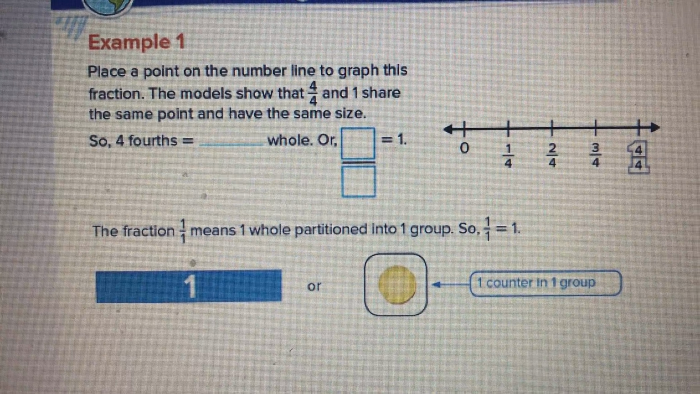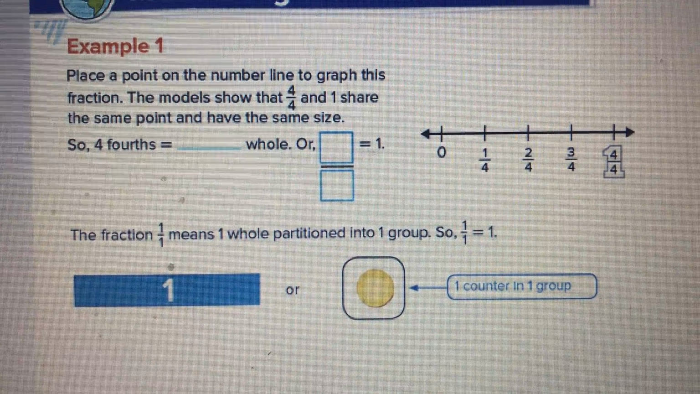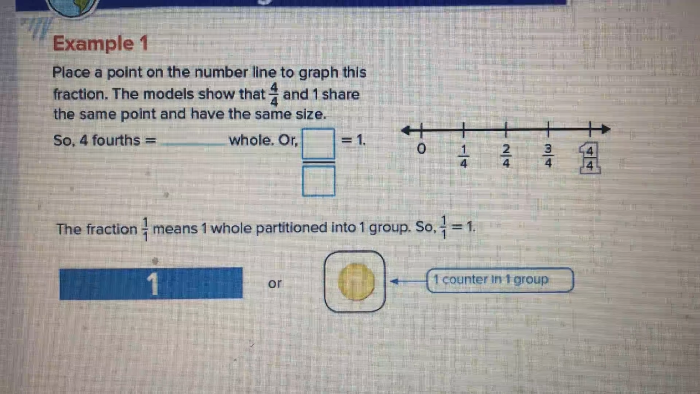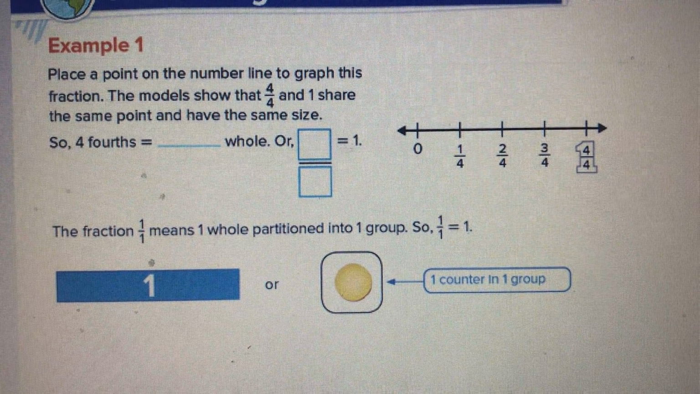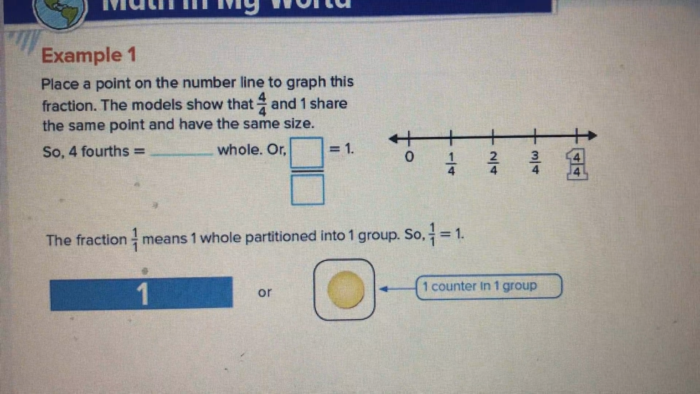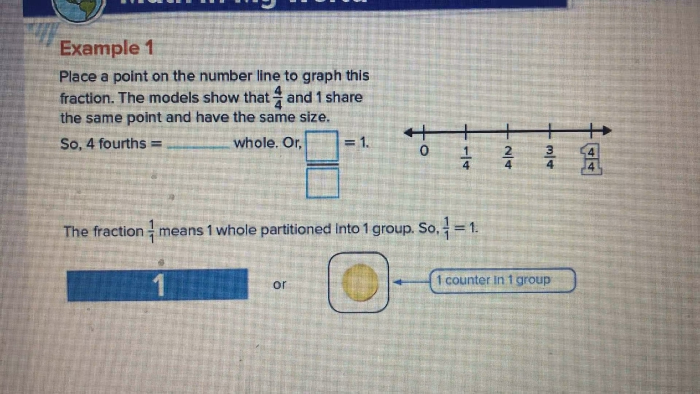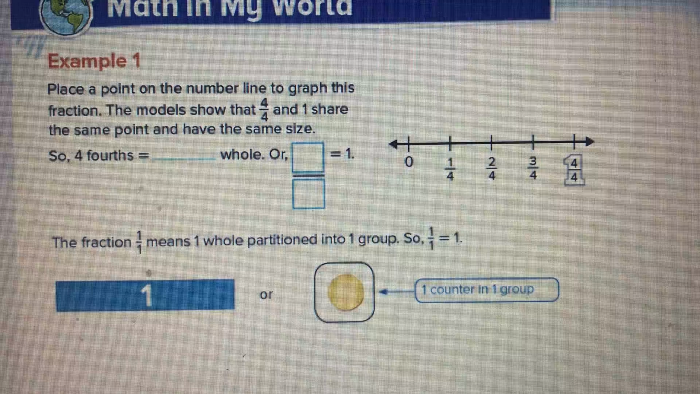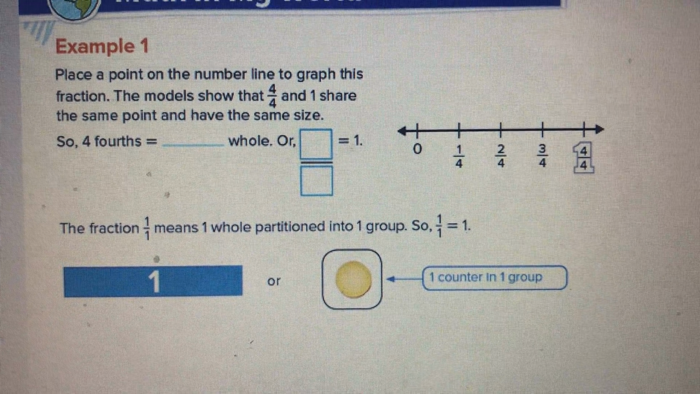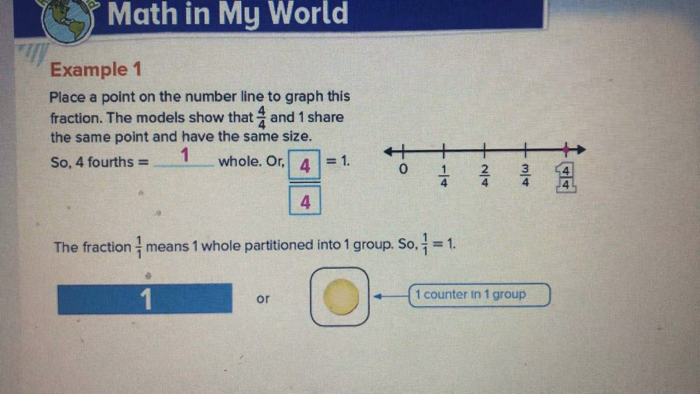Okay. Now, place a point on the number line to graph this fraction. The model shows that 4/4 and 1 share the same point and have the same size. So 4/4 equals 1 whole, or 4/4 equals 1, we would say. The fraction 1 over 1 means 1 whole partitioned into one group. So 1 over 1 would equal 1. So go ahead and fill in your counters there.